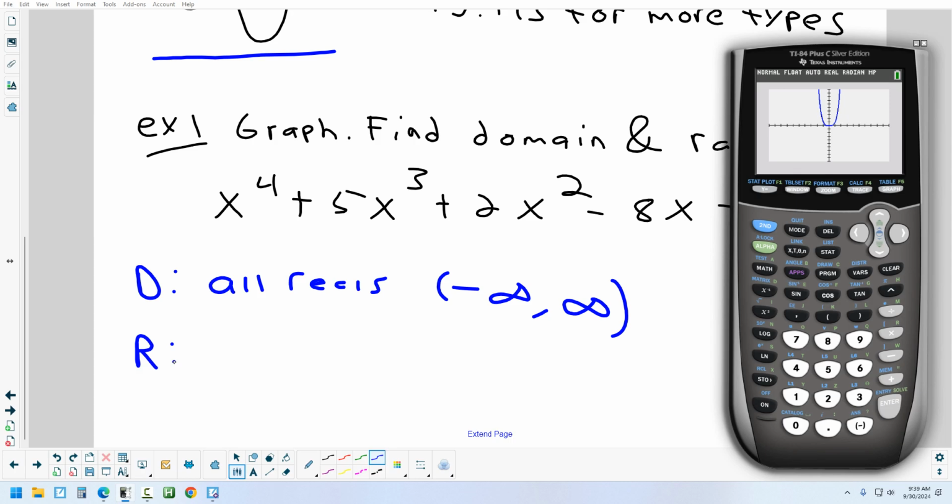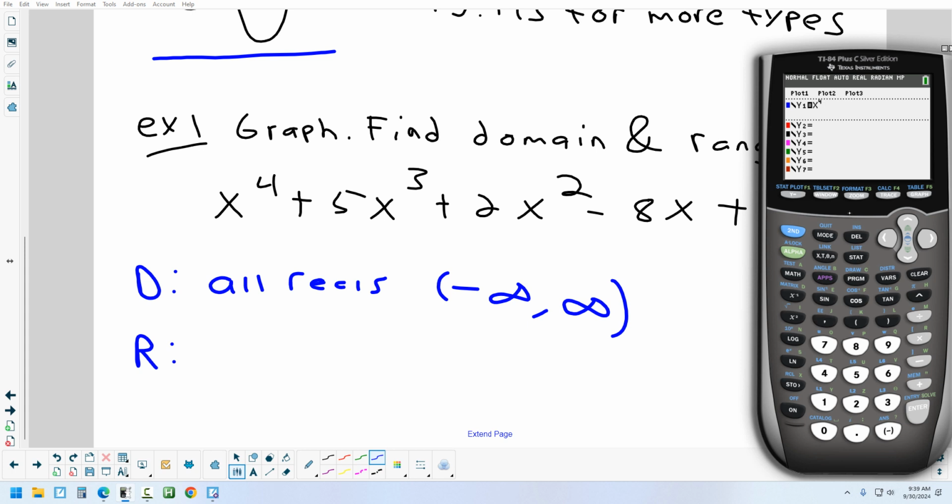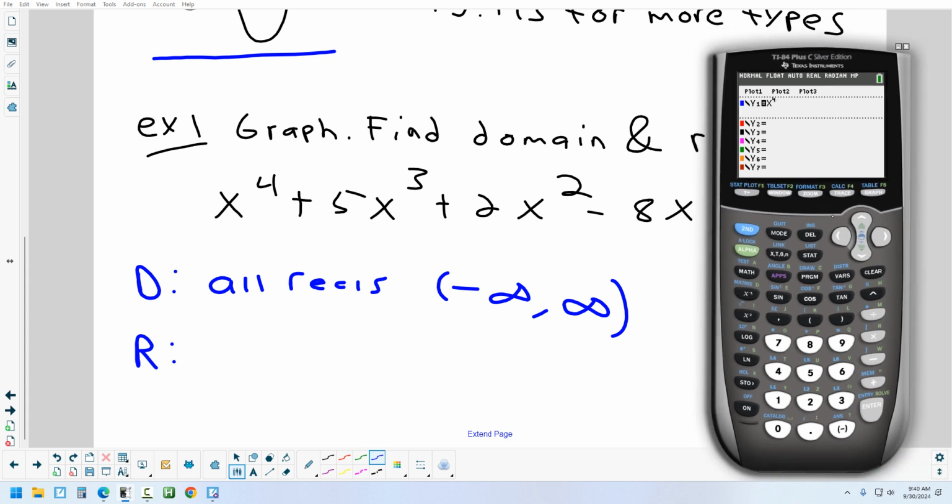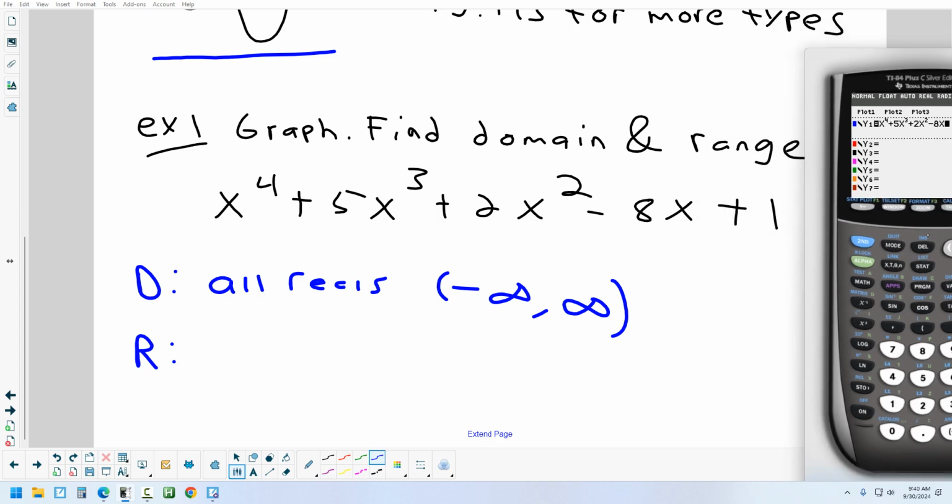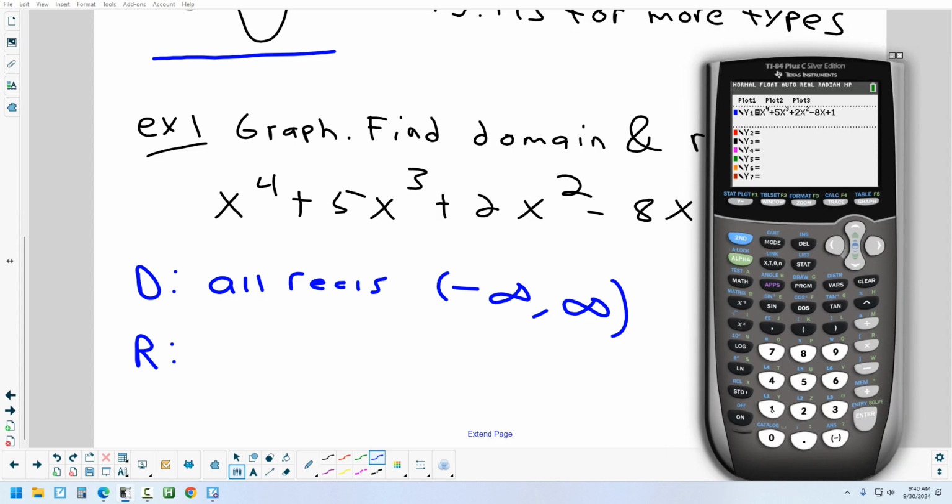Now the range depends. When you have an even degree polynomial, that's when you really need to be more careful with the range. So what is the degree of this polynomial? Yep, 4. It is a degree 4. So plus 5x cubed. Because it has a lot of terms in it, this one's probably going to be more complicated, and it's going to do all the twists and the turns. So it'll probably have a W shape to it overall.